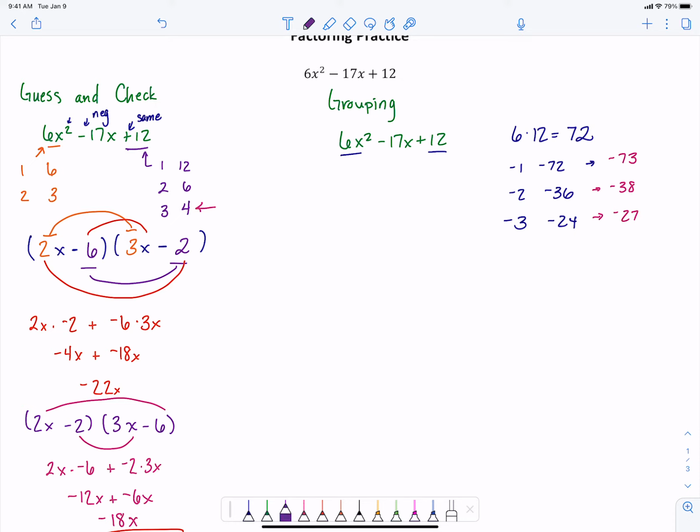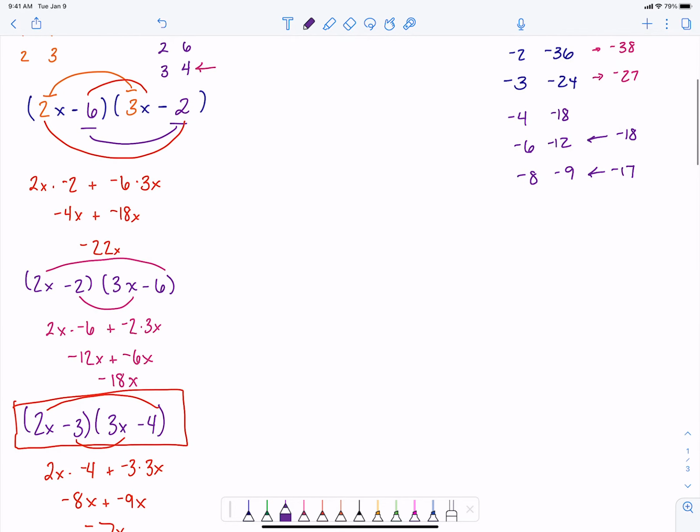I think 4 is also a factor. Yep, -4 and -18. So that's still not going to add to give us 17. How about -6 and -12? Oh, we're really close right here. That's -18. Let's see, what else is a factor with 72? Aha, -8 and -9. That gives us -17.